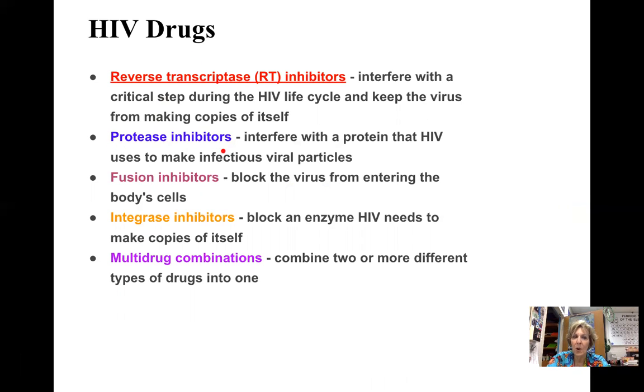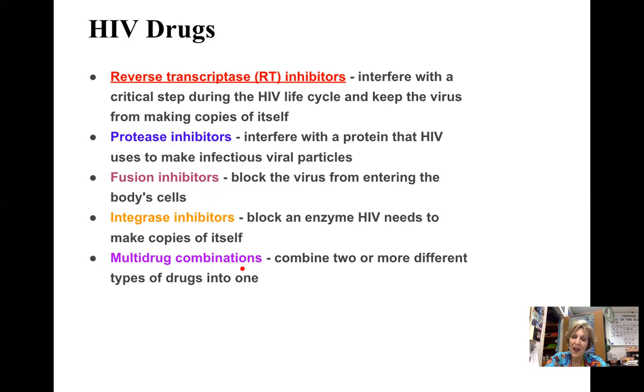We also have protease inhibitors, right? So protease, remember, is the enzyme that edits the brand new viral proteins into functioning proteins. We have a drug that has inhibitors for that enzyme. We have fusion inhibitors, which block the virus from entering the CD4 cell to begin with. We have integrase inhibitors. So remember, integrase is the enzyme that integrates the viral DNA into the host cell DNA. We have inhibitors for that.